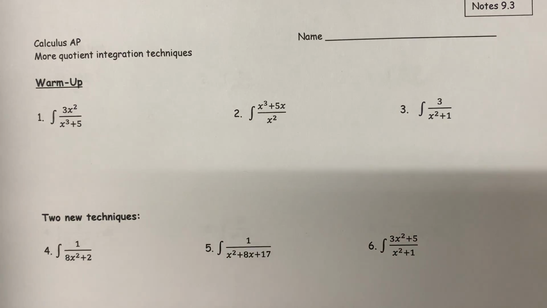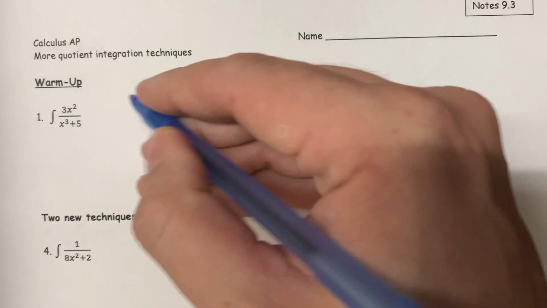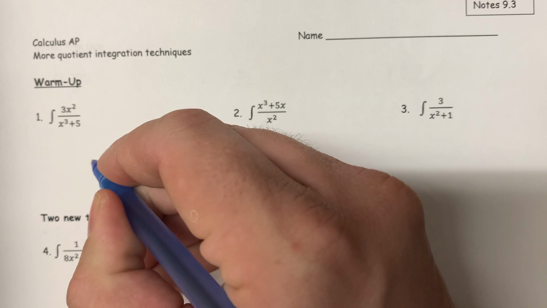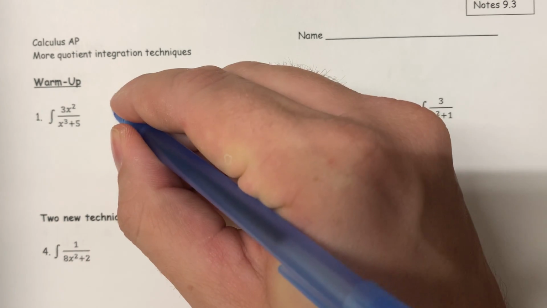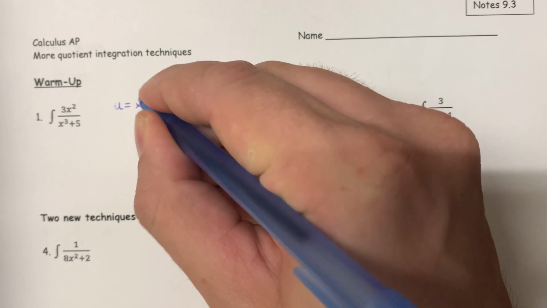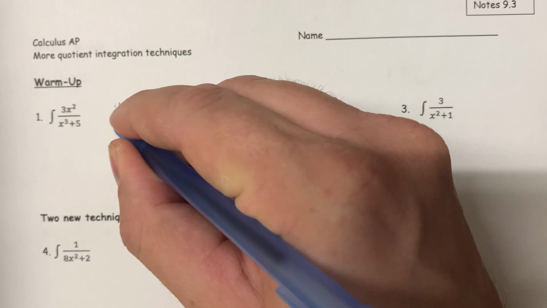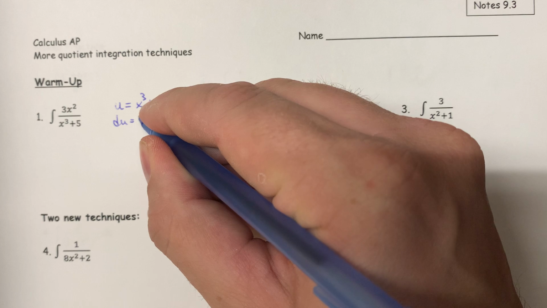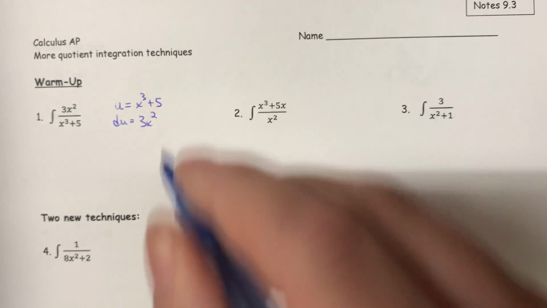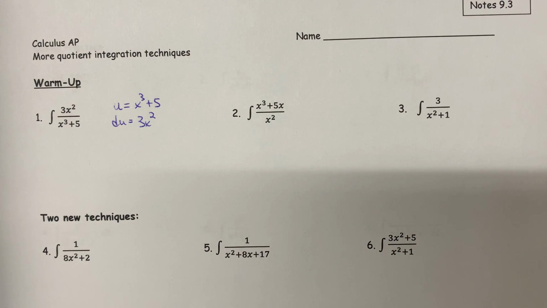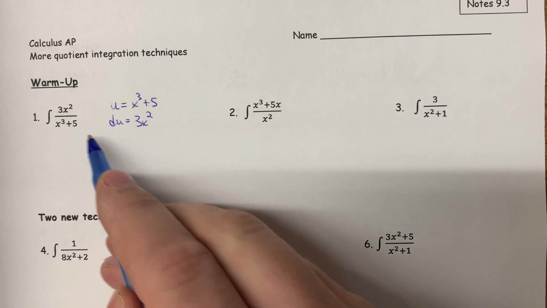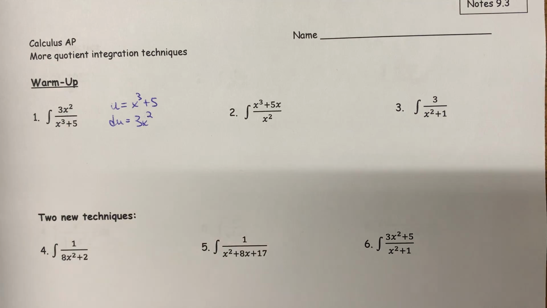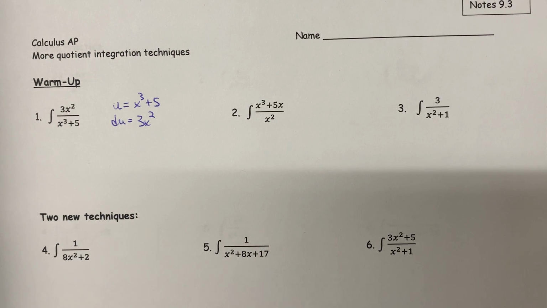The first one, I noticed that the denominator is x cubed plus 5 and the numerator is x squared. So I'm going to say that the denominator, x cubed plus 5, is going to be u, and the numerator is going to be du, because the derivative of x cubed plus 5 is 3x squared. When I notice that the derivative of the denominator is up in the numerator, or even something of the same degree, it could be off by a constant multiple, that tells me this is going to be u substitution.